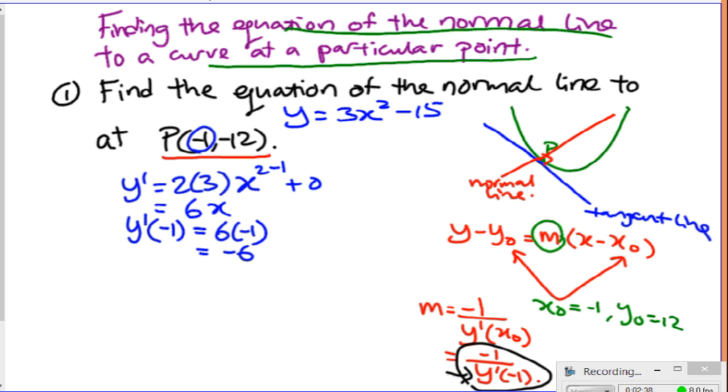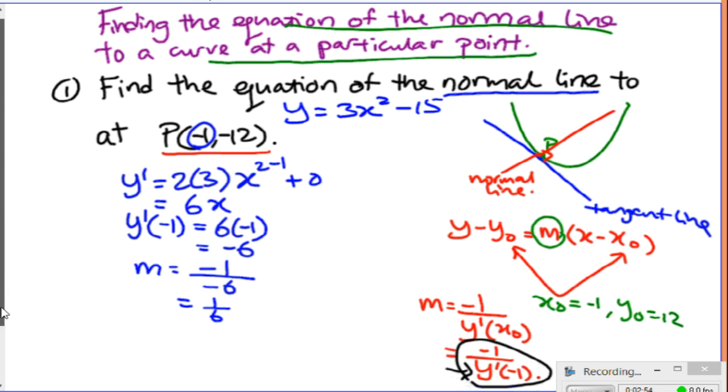But at the moment, we don't want the tangent line, we want the normal line. So that means m in this case is going to be -1 over y dash of -1, which is -1 over -6, which is 1/6.